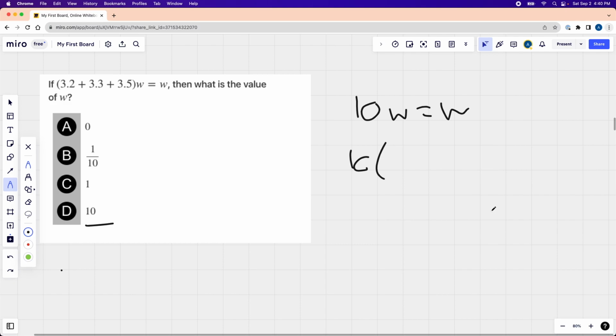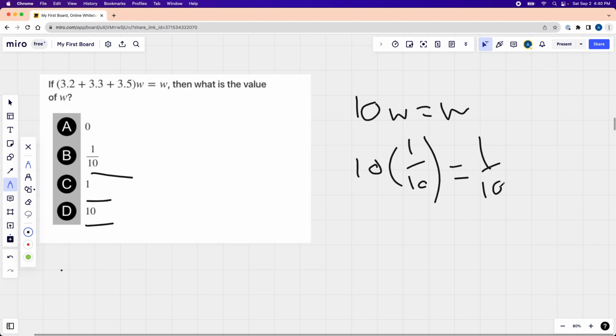Alright, let's try the next one, 1. 10 times 1 equals 1. Is that true? Well, this gets us to 10 equals 1. No, that's what we had before, so it can't be 1. Let's try 1/10. 10 times 1/10 equals 1/10. Let's think about this conceptually. Do you think 10 times 1/10 is going to give you 1/10? No, there's no way, right?